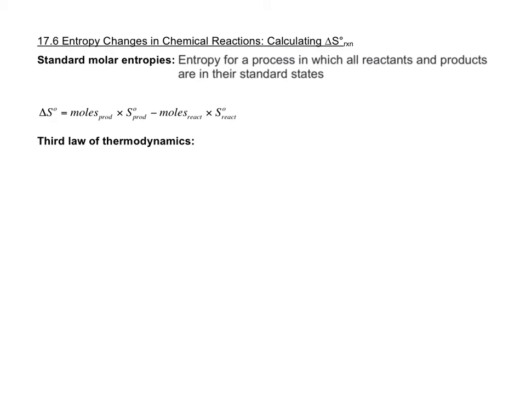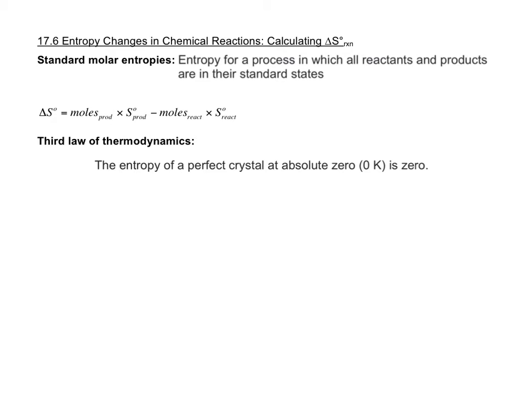Okay, and then we can use this same sort of form of equation that we've been using for calculating delta H's of reaction, but this is for delta S. Okay, and so the third law of thermodynamics tells us that the entropy of a perfect crystal at absolute 0, which is 0 degrees Kelvin, is 0.